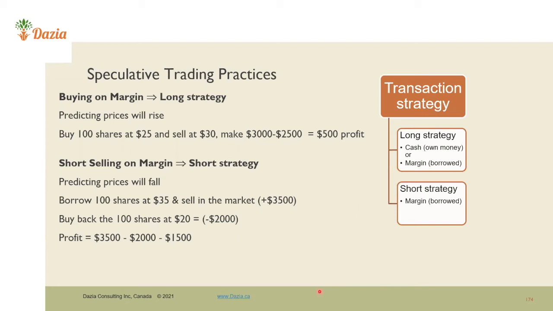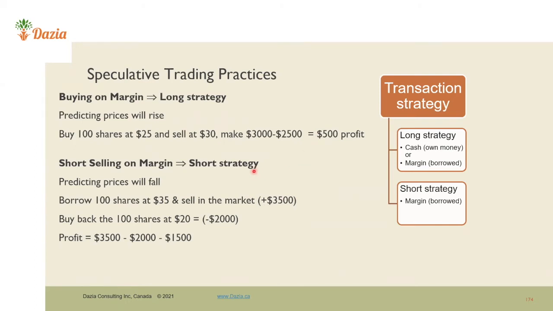This long strategy can be done either with your own money or borrowed money. If you're using all of your own money, then it's a cash long transaction. If you are borrowing some of the money, it's called a margin account, a margin long strategy. If you are going to invest $2,500 and you say to the brokerage, I need a loan, and they give you $500 or $1,000 and you have to put up the rest, then it's a margin long strategy. So here we made a profit. It's also possible to get a loss in the long strategy.